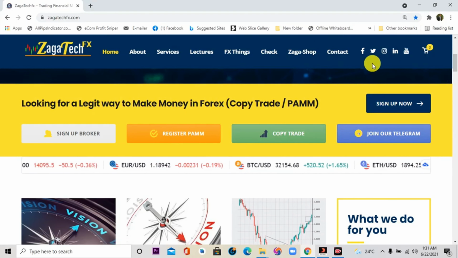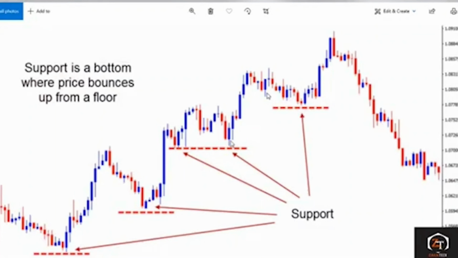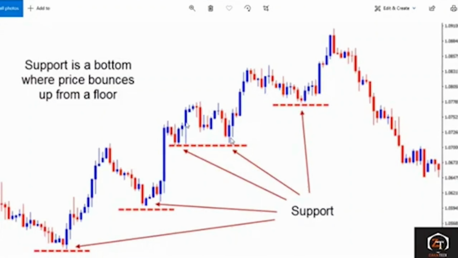All right, without further ado, let's dive into the real deal and talk about what support is. Let's take a quick look at support. What is support? Support is essentially a bottom the market makes. You understand? So looking at this image on my screen, these marked off lines are kind of support. It's a place where price comes down, bounces up, comes down, bounces up, comes down, bounces up.